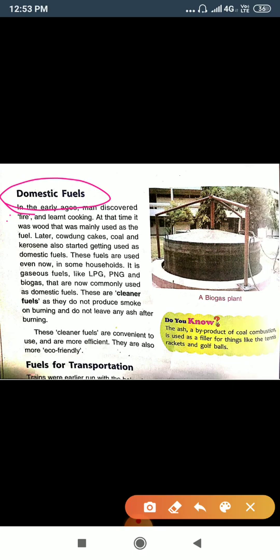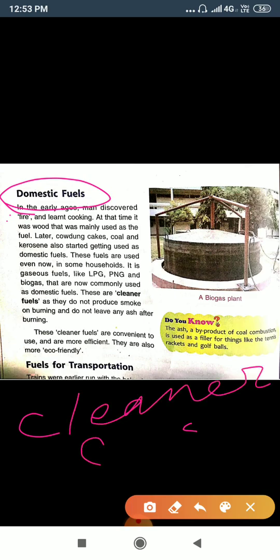which is used to make the food items, and later on cow dung cakes, coal and kerosene, man started to use those fuels. And after that LPG, PNG and biogas are used at home for the domestic purpose. And here, one thing that is very important, that is the cleaner fuels.